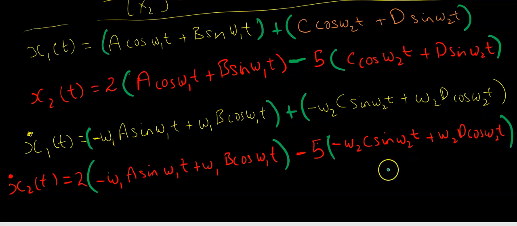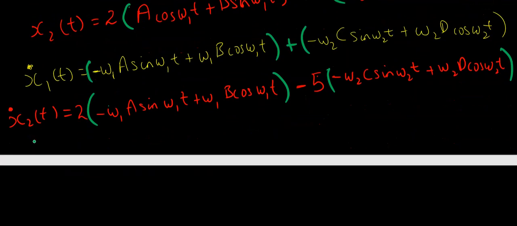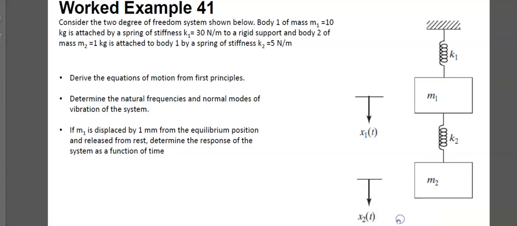So to solve these initial condition problems, I need x1(t), x2(t), x1 dot, and x2 dot, right? And now you're going to see how we use these expressions. Because what are the initial conditions? Well, the initial conditions from the question are that m1 is displaced 1 millimeter from its equilibrium position. We'll take 1 millimeter as downwards. No velocity for m1, and no displacement or velocity for m2.